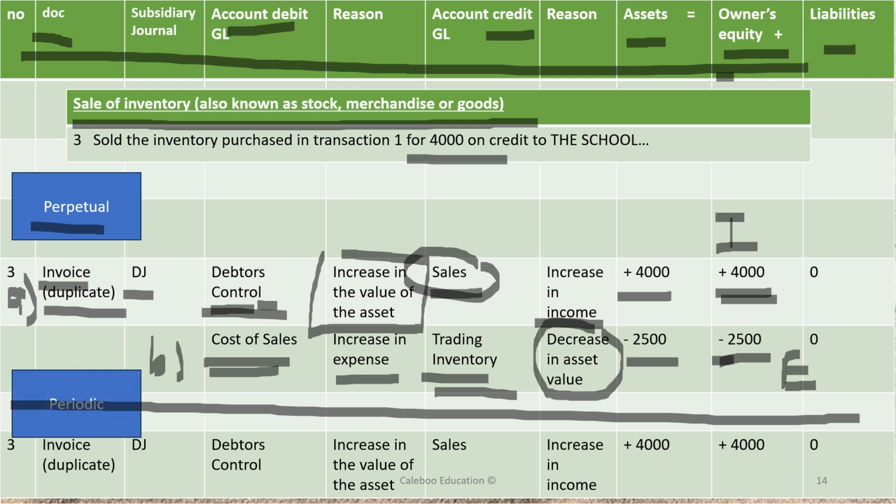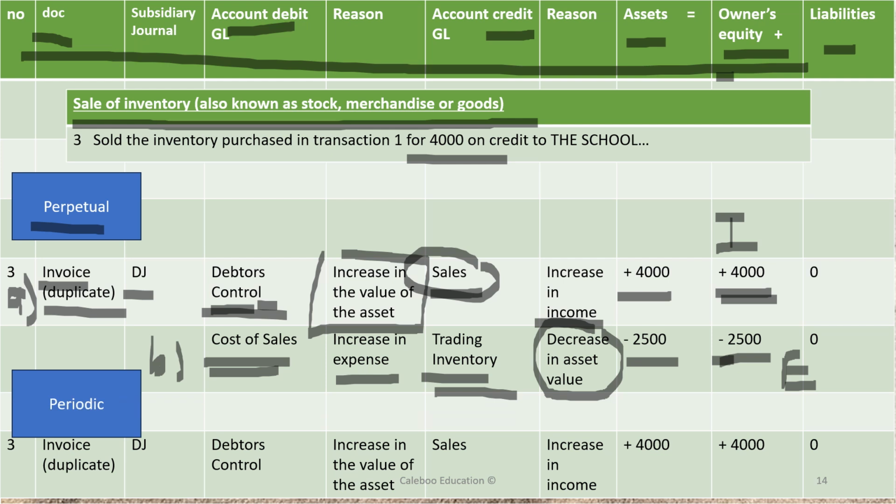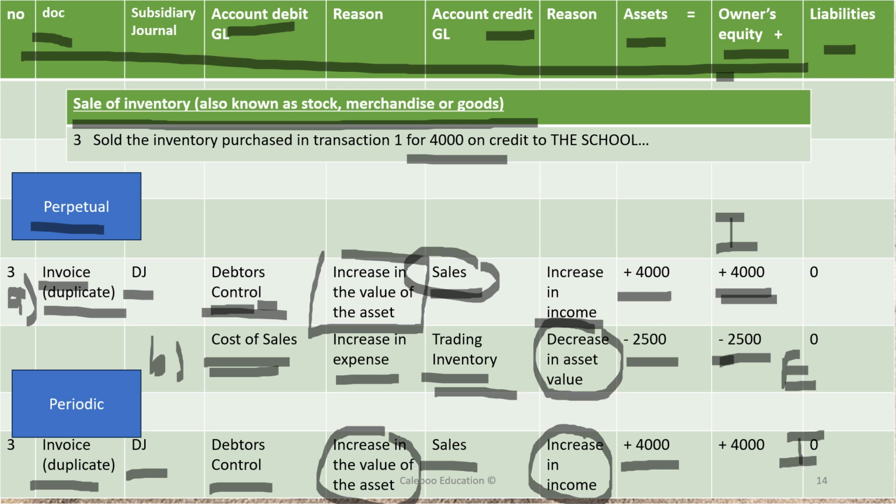And now we have the periodic inventory system, and we record the sale in the periodic inventory system. The document, once again, the invoice duplicate, recorded in the debtors journal, debit debtors control. There's the reason. Credit sales, there's the reason. And what is the effect on the accounting equation? Plus 4,000, because our debtors owe us more. And what is income due to owner's equity? Plus 4,000.